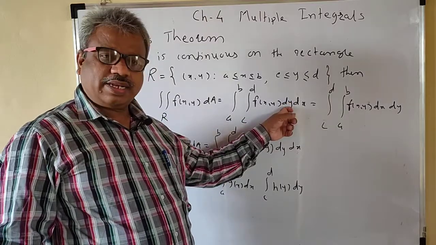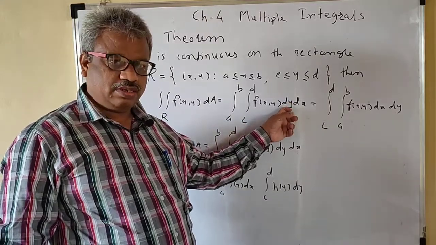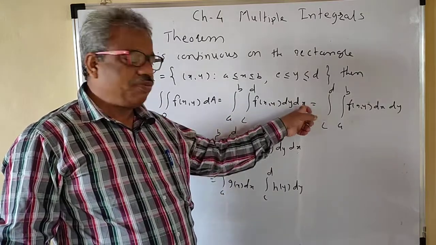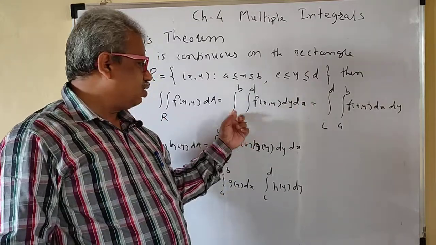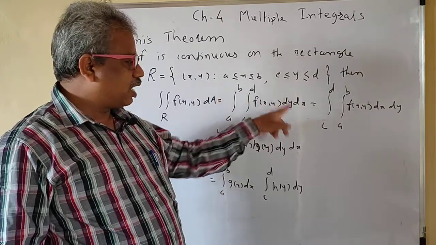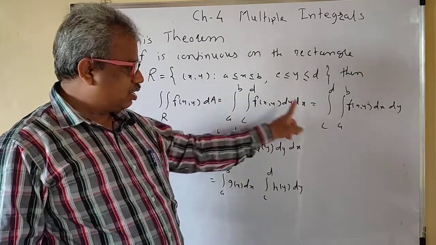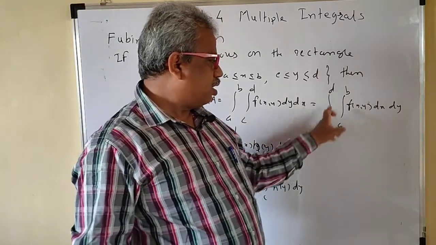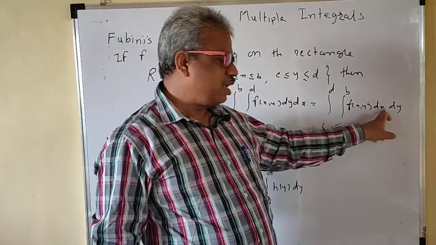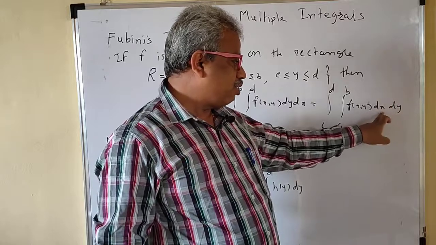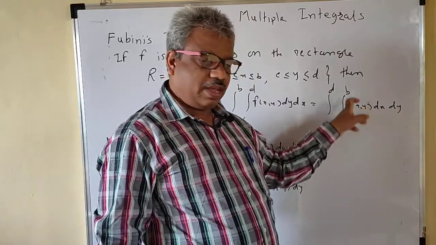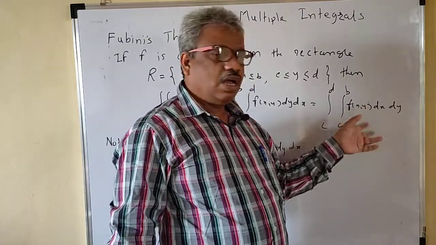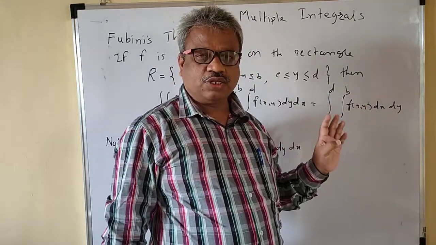See, here we are integrating with respect to y first, so these should be the limits of y. Then you integrate with respect to x, so these should be the limits of x. The first integral is nothing but the limit of the last one. Now the same here: integral from c to d, integral from a to b, of f(x, y) dx dy, because a and b are the limits of x. So first we integrate with respect to x, and after that with respect to y.